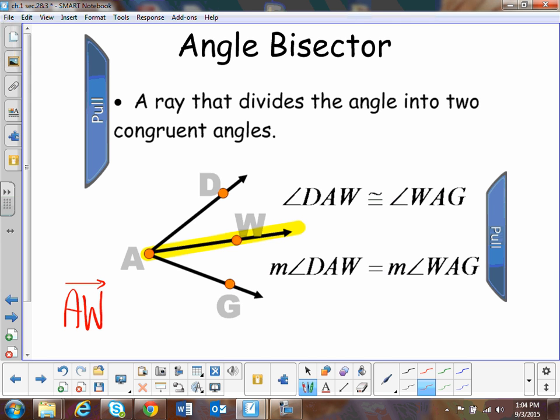Make sure you name the ray correctly. If it bisects the whole entire angle, then that makes this angle congruent to this angle. Okay, you can also add some measurements to that. If this is 40 degrees, then this one is 40 degrees. Okay, so angle DAW is congruent to angle WAG. See here, we cannot name the angle with one letter. If I say angle A, well, there's 3 different angles there. Okay, cannot name that with just one letter.